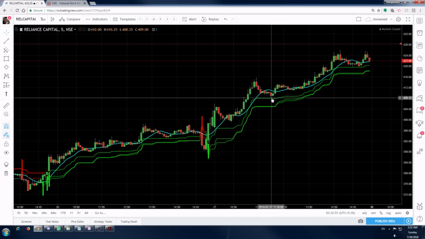So I am not manipulating anything. I am not manipulating anything at all, because these candlesticks are already formed on Friday. I am just explaining how the technicals work.